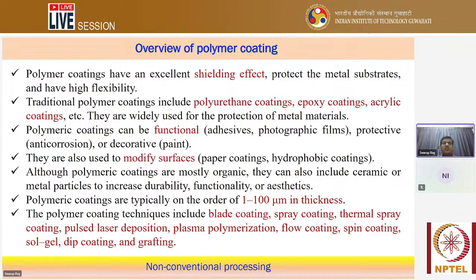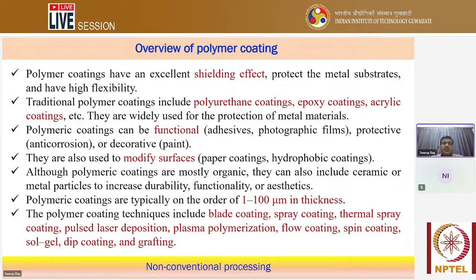Polymer coating is even used to modify surfaces, for example paper coatings and hydrophobic coatings. This way, the surface can be modified by the polymer coating process. If you observe the different types of polymer coating, they are mostly organic. But of course, sometimes ceramic or metal particles can also be used along with the polymer coating, to increase durability, increase functionality, and improve the aesthetics of the surface, in the presence of ceramic or metal powders along with the polymer coatings.